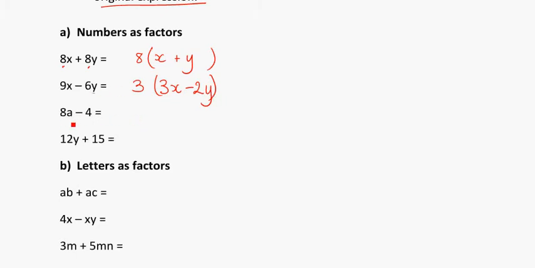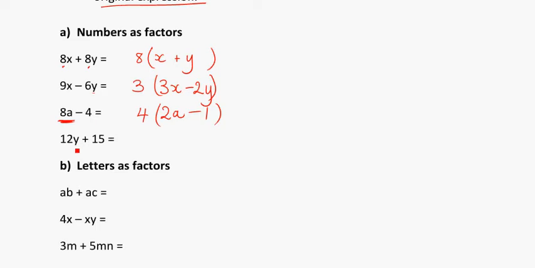Okay, look at the next one. What's the highest number that will go into both those numbers? It's 4. Put your brackets in. 4 times what equals 8a? I need a 2 and I need an a, because remember when you multiply it back out it has to look the same as that. 4 times what equals negative 4? Now if the number outside the bracket is the same as the number in there, you're going to use a 1, and it's just negative. You have to get the signs the same as well.